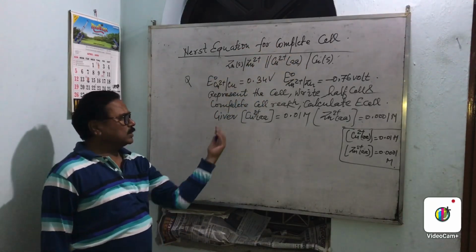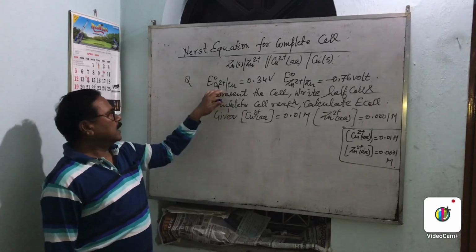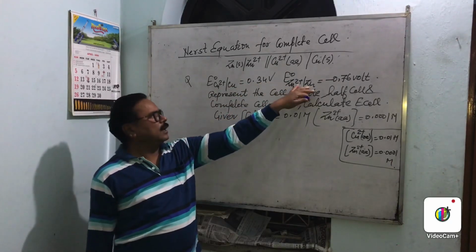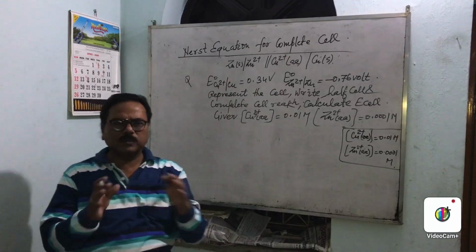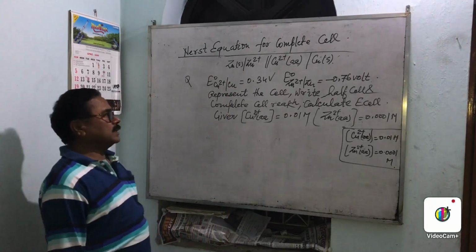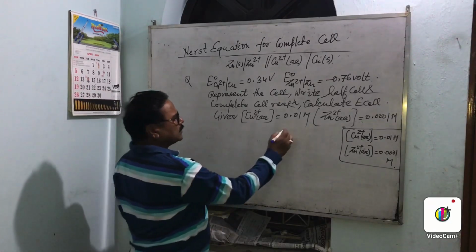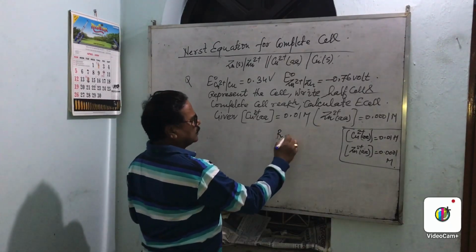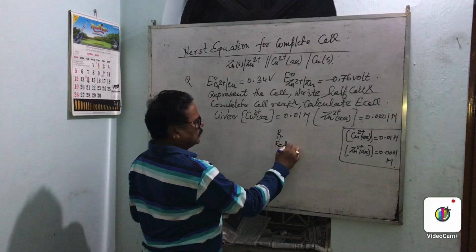But the question is twisted and asked in another way: if the E naught cell is given, then you will set up or represent a cell. How will we represent the cell? So on the right there is always reduction. What happens on the right? This is reduction.